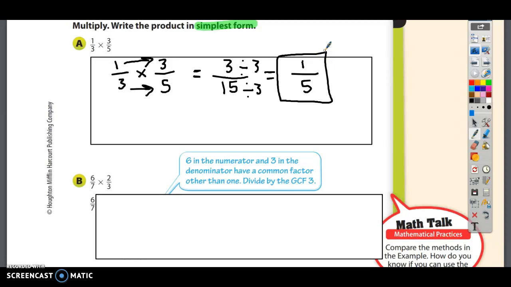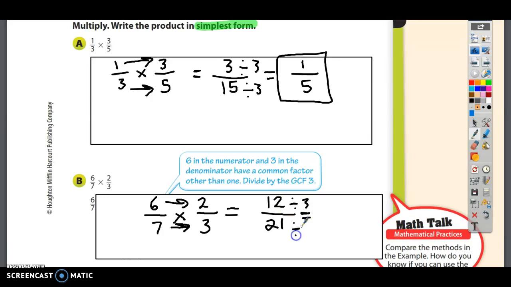I just did all the steps I highlighted above. I multiply my numerator by my numerator, my denominator by my denominator, and then I simplify by dividing by the greatest common factor. Let's go check out 6/7 times 2/3. I multiply my numerators. 6 times 2 is 12. And 7 times 3 is 21. I ask myself if 12 and 21 share a factor. They do. 12 and 21 share a factor of 3, which means they're both divisible by 3. 12 divided by 3 is 4. 21 divided by 3 is 7, and that is the correct answer.